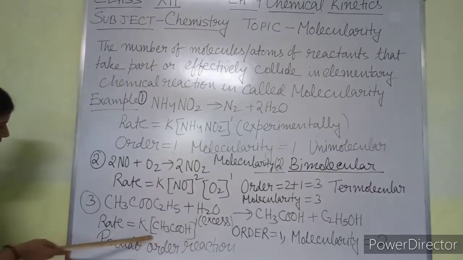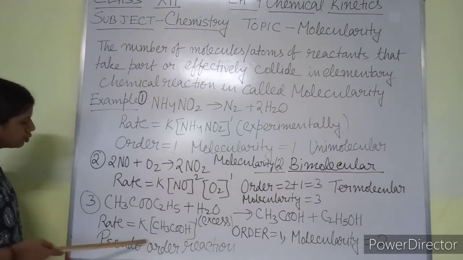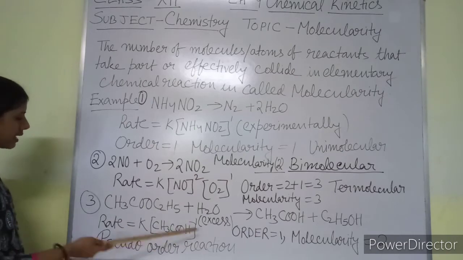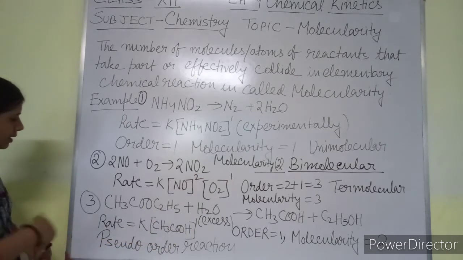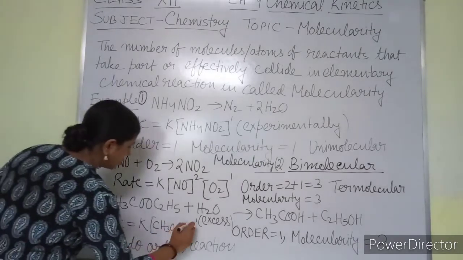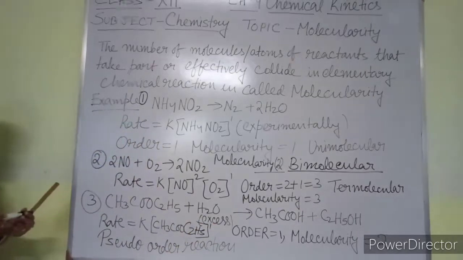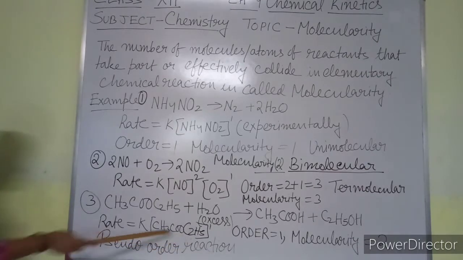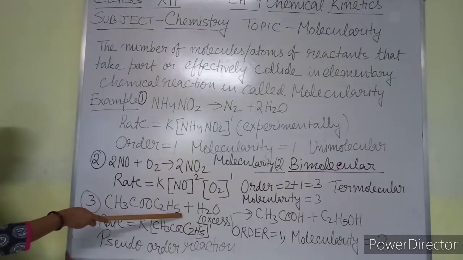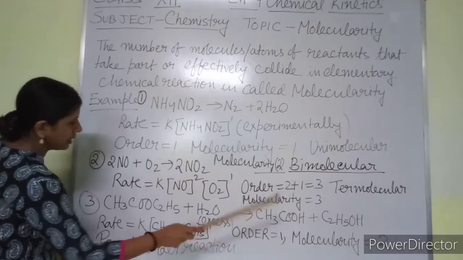Experimentally it has been found that the rate of the reaction is k, that is a constant, times the concentration of CH3COOH to the power 1. I have taken it in terms of product, but I can take it in terms of reactant also, that is CH3COOC2H5. This can be written as the rate. Now it depends upon only the concentration of this reactant, and does not depend upon water. So my order is coming as 1.